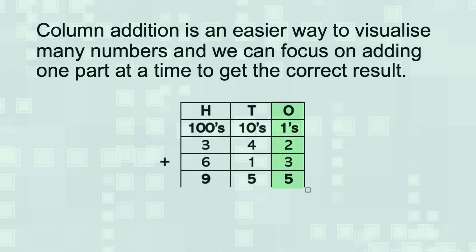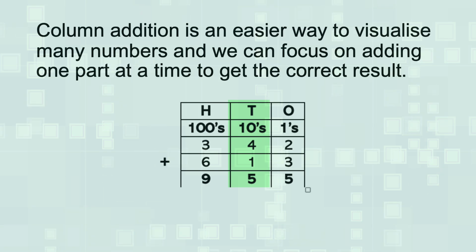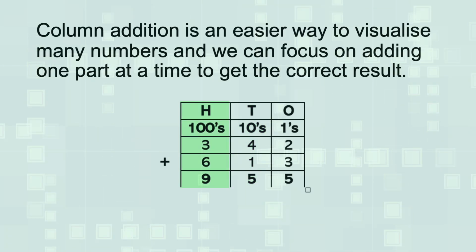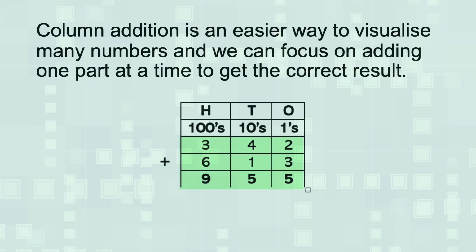So let's look at the ones part. Here we have 2 plus 3, which equals 5. We move to the tens column. We have 4 plus 1, which also equals 5. And finally, if we move to the hundreds column, we have 3 plus 6, which equals 9. So 342 plus 613 is equal to 955.